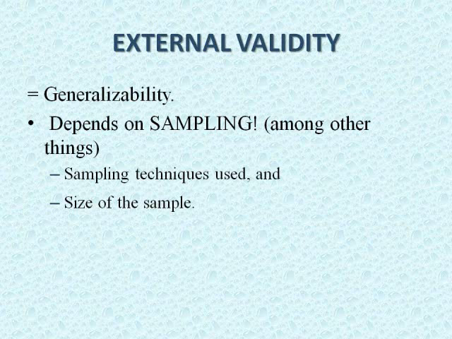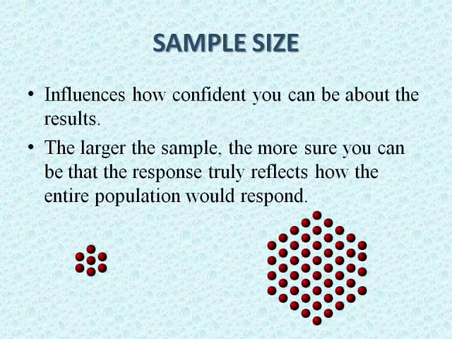What influences external validity? Among other things, sampling. The techniques used and the size of the sample all influence external validity or generalizability. Sample size. The number of participants in a research study will influence how confident you can be about the results. The larger the sample, the more sure you can be that the response truly reflects how the entire population would respond.